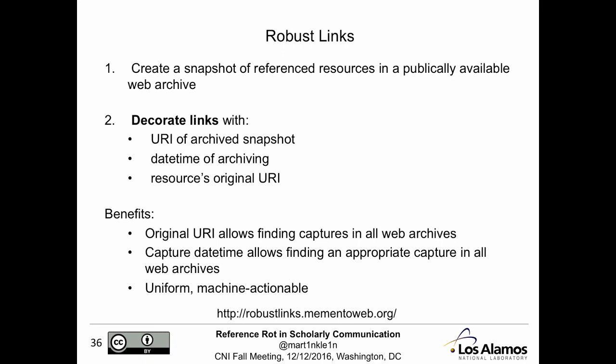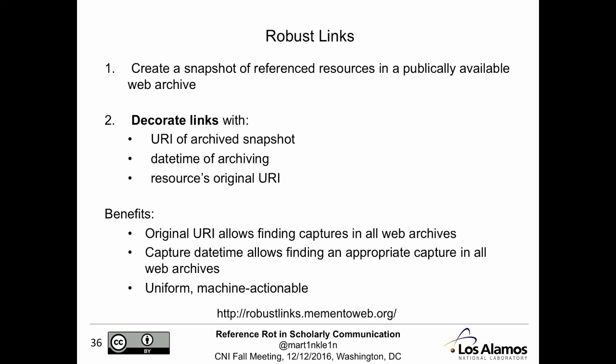When you're writing a paper, the first step, as we mentioned, was to create an archival copy of your URI, of your reference, and decorate that link in your paper with the original URI, so don't throw that away, with the URI of the memento, of the archival snapshot that you created, and indicate the archival datetime of the archival copy that you created. With these three pieces of information, you basically create a really good fallback mechanism. Meaning, if your original URI doesn't work anymore, if it's subject to link rot, you can always go back to the memento, to the archive copy.